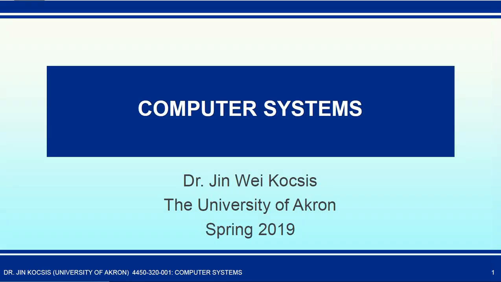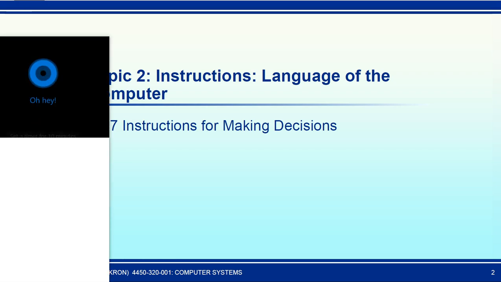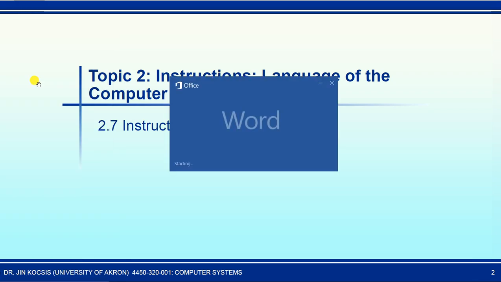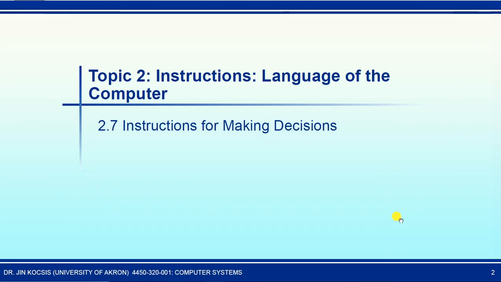Hello everyone. Today we will continue to talk about topic 2, instructions. We will continue with section 2.7, instructions for making decisions. Again, like I always say, please read the corresponding material in your textbook in order to get a better understanding of the material delivered in class.